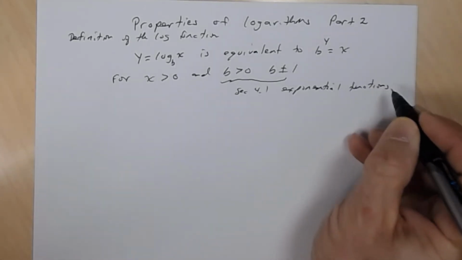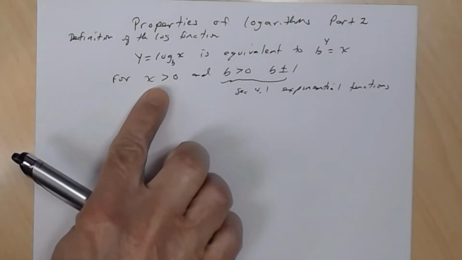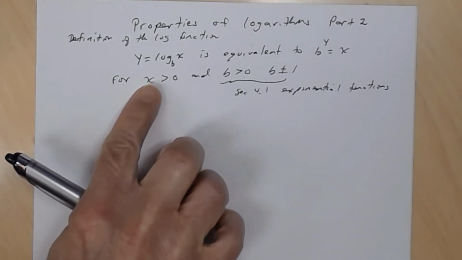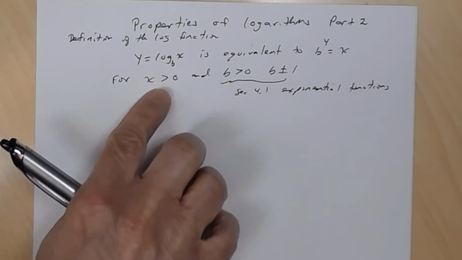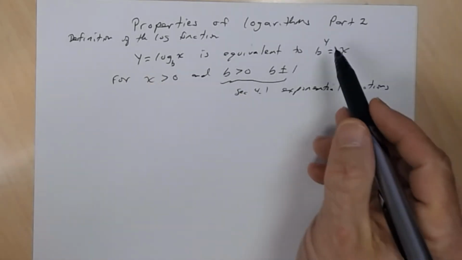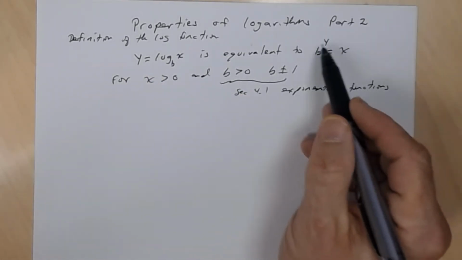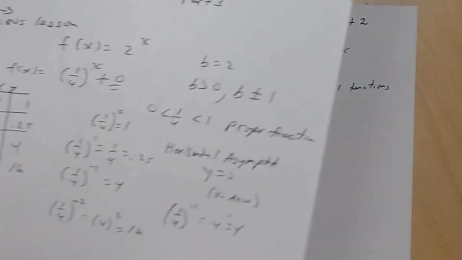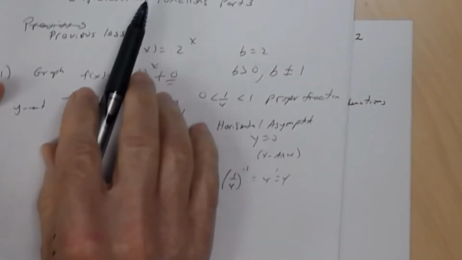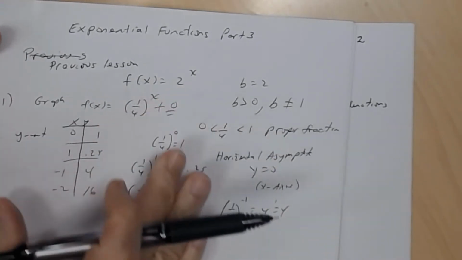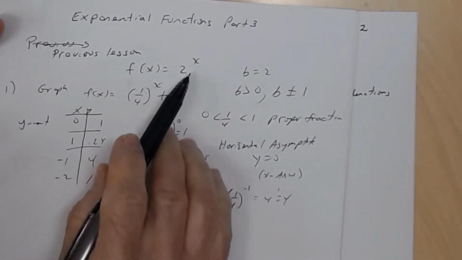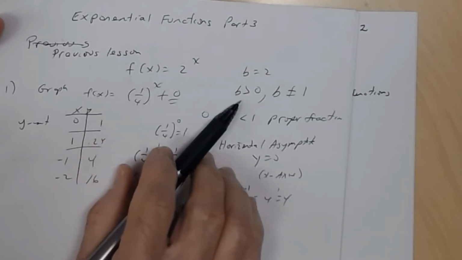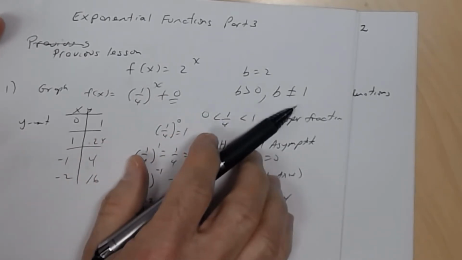Now, before we go on, I want to talk about this part though. It makes sense that the log argument has to be positive, because I want you to think of this. When we looked at exponential functions, let me look at a few problems that we did. This came from exponential functions part 3, so you may need to go back to that lesson. But look at the base. The base was positive, right? And so we said that the base has to be positive and the base cannot equal 1.